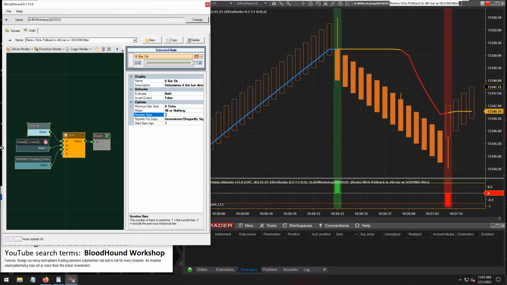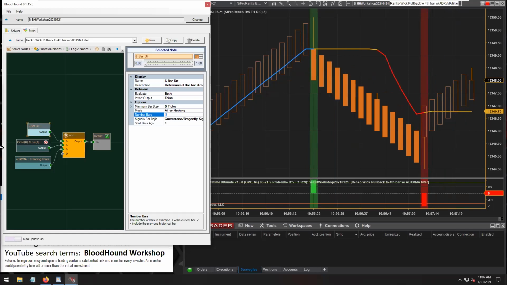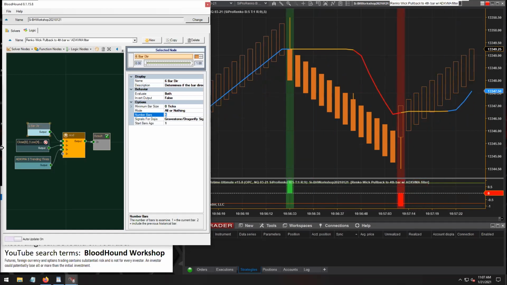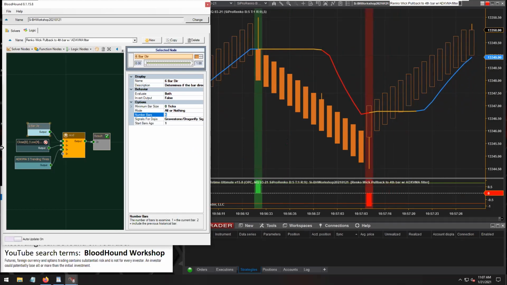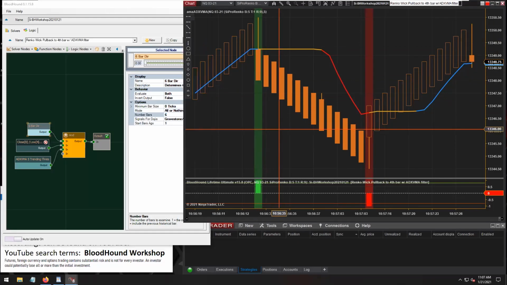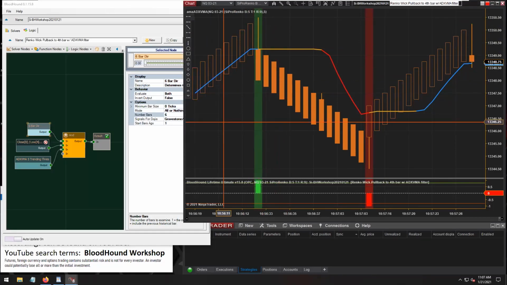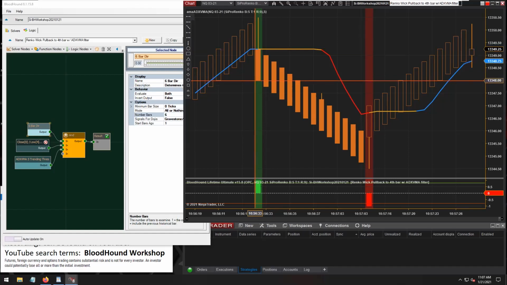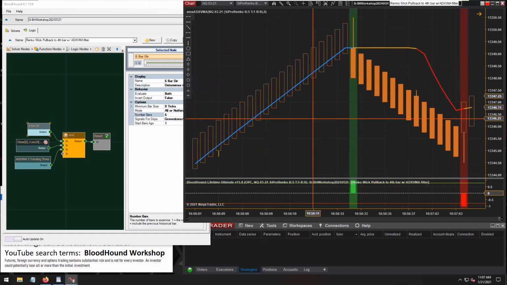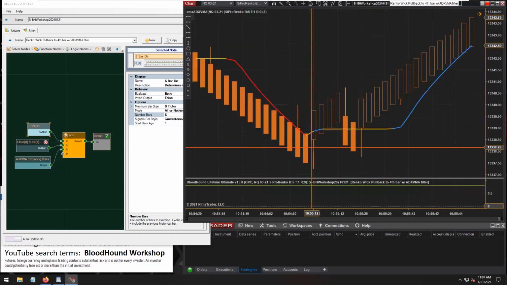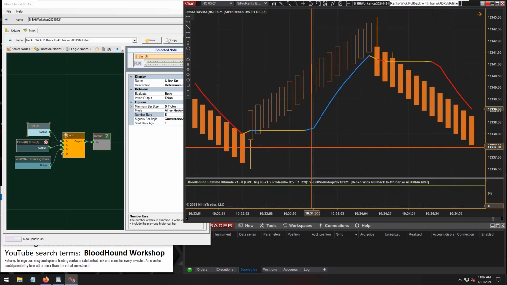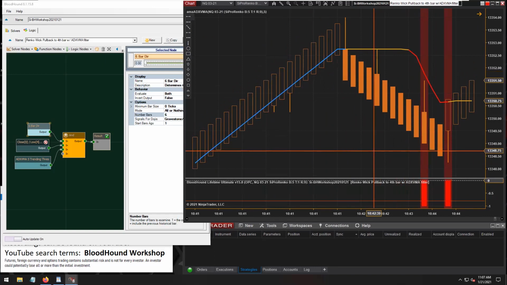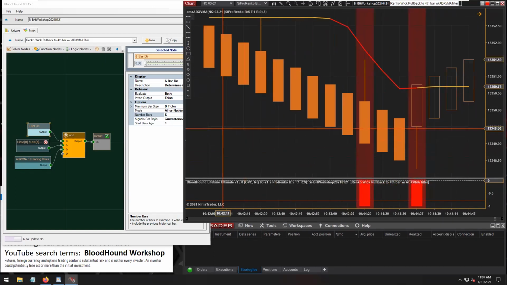Adam's got a comment here. He says the problem is you don't know when it becomes a wick or when it becomes a reversal. Correct. As we can see, there's no way to predict whether a bar is going to reverse or whether it's going to become a wick when we get those signals. Let me go back here. Here's another good example.